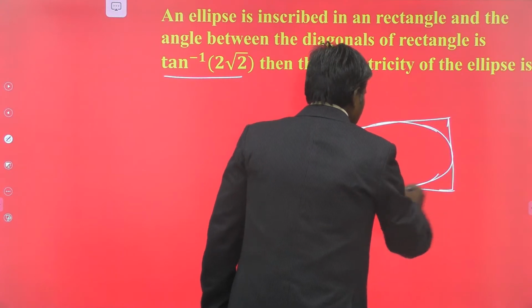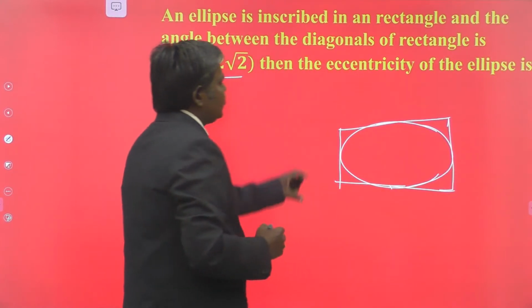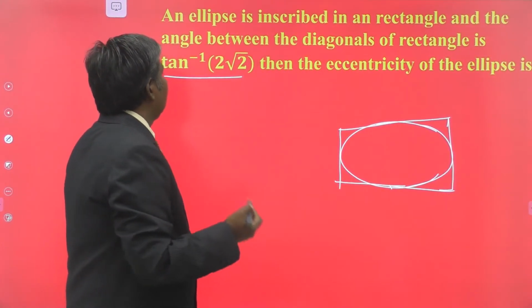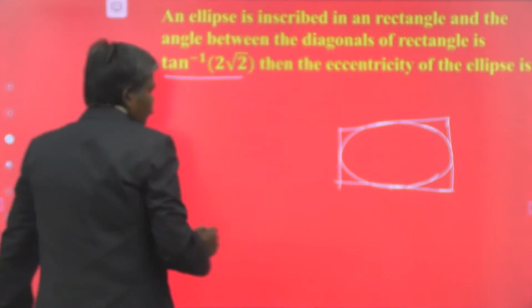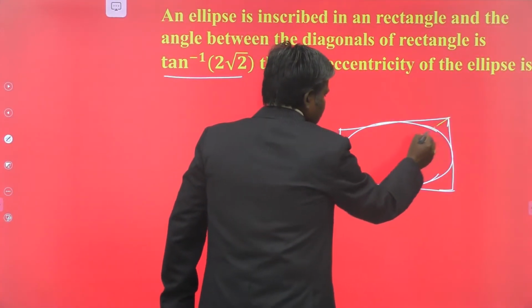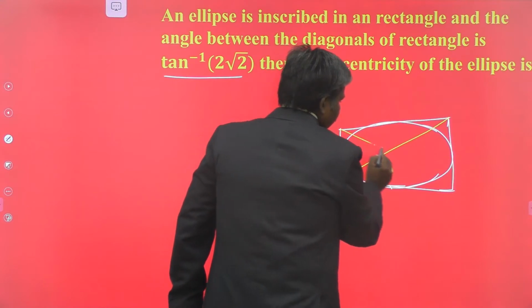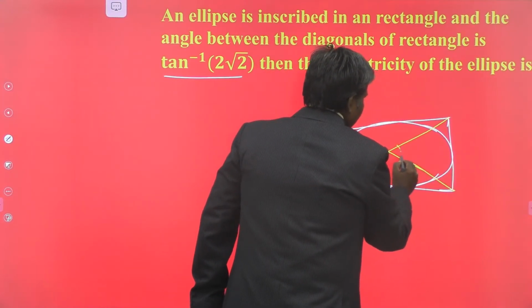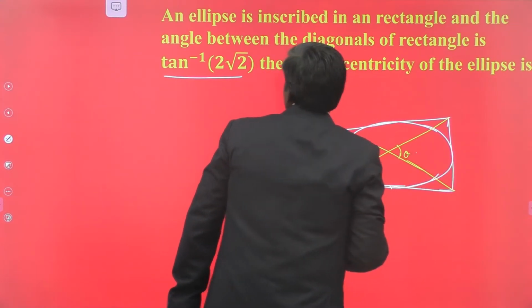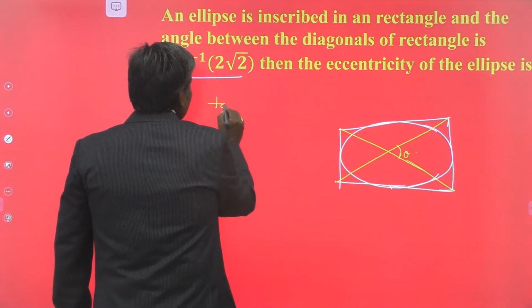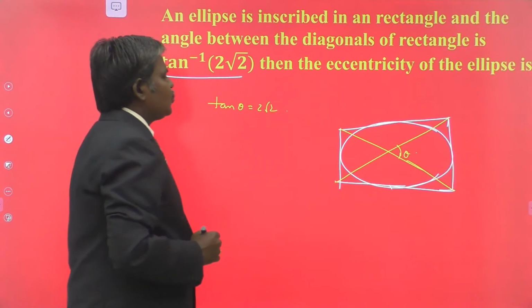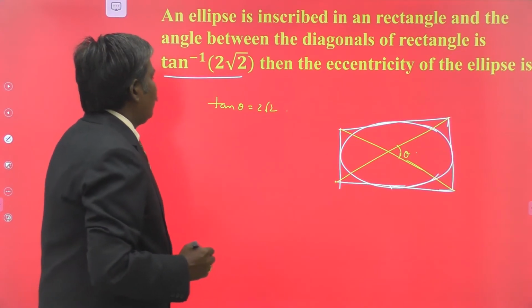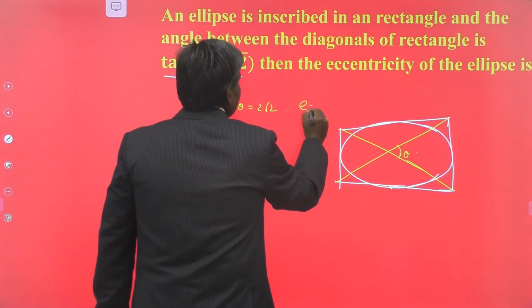This is my rectangle. Our ellipse is inscribed in this rectangle and the angle between the diagonals of the rectangle is tan inverse 2 root 2. These are the diagonals. If the angle is theta, then tan theta is equal to 2 root 2, they are given to you. Then you have to find out the eccentricity of the ellipse.